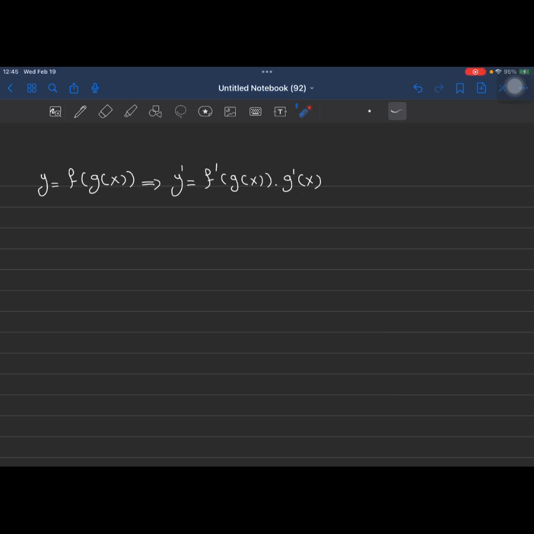But based on my experience, most students get confused when we talk about the chain rule because they have problems identifying f and g of x. In order to avoid this problem, I'm going to show you three different cases where you must use the chain rule. Let's just start with case number one.